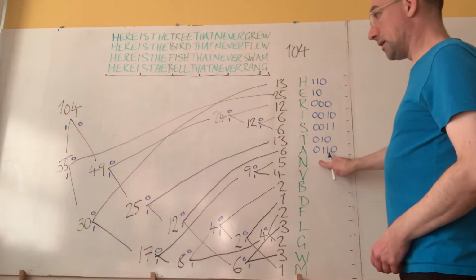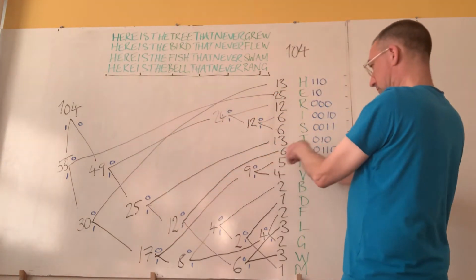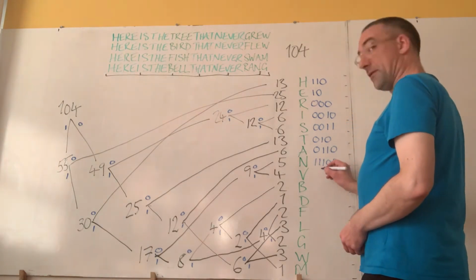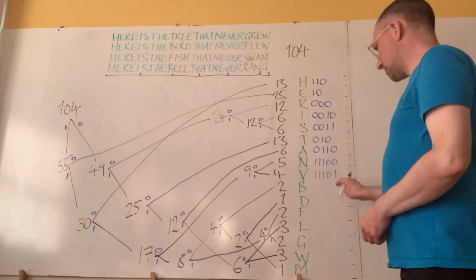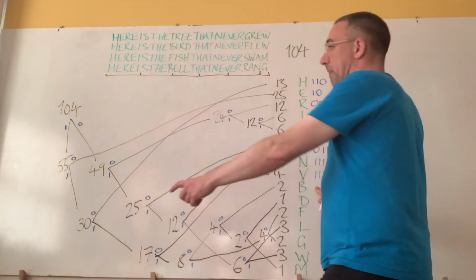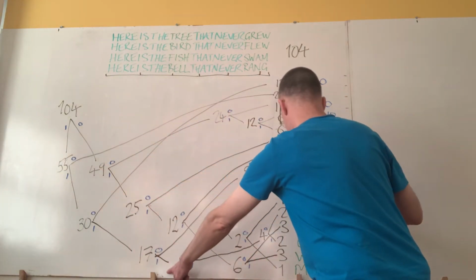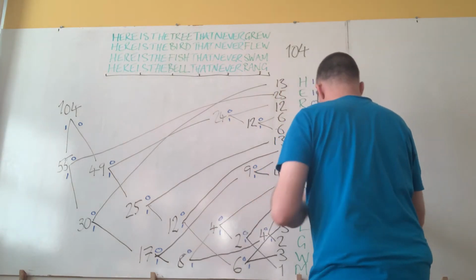What about N? That looks like 1, 1, 1, 0, 0. And for V, its neighbour, we have 1, 1, 1, 0, 1. Now here's the B, count carefully. We have 1, 1, 1, 1, 0, 0.